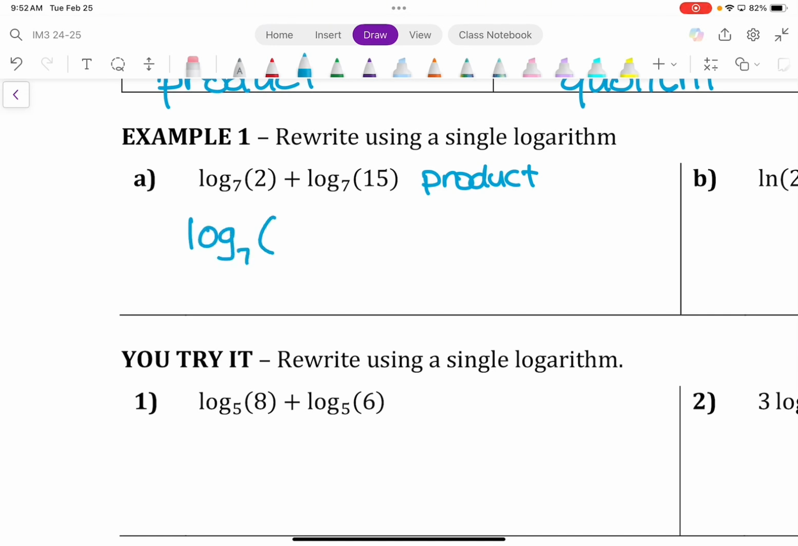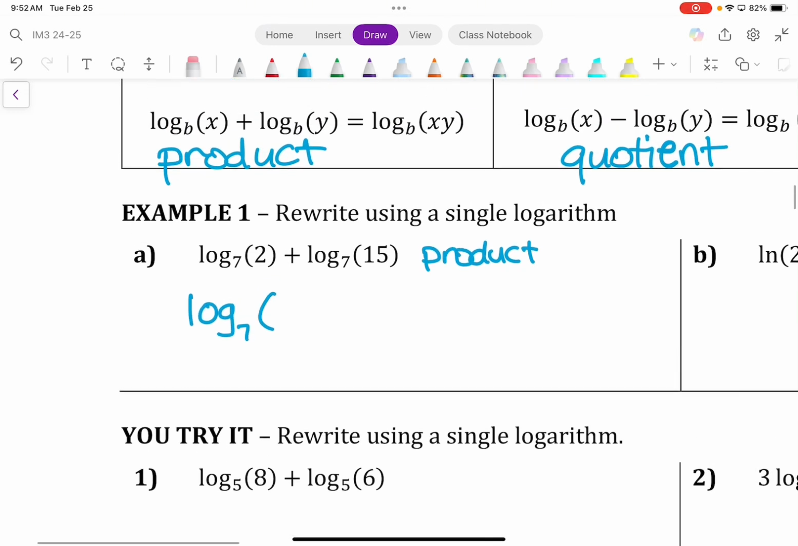Log base 7 of, what am I doing with the inputs when I use the product rule? Look what's happening here. Are we going to add the inputs together, or what are we going to do here? What do we think? We're going to multiply them. So it's going to become 2 times 15, which is going to equal log base 7 of 30. And that'll be our solution, log base 7 of 30.